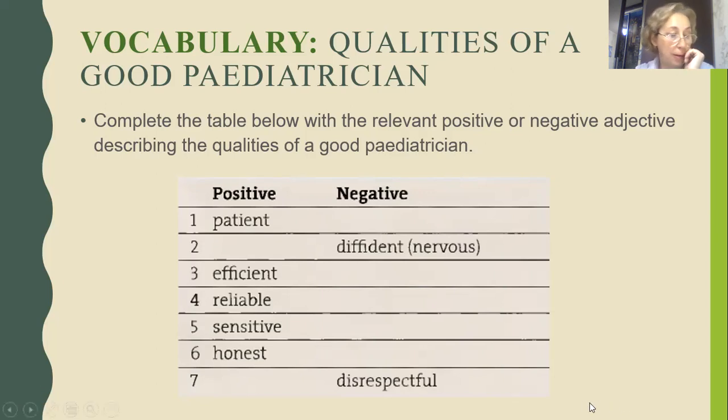Okay, let us check. Is Arun Chalam here? Yes, ma'am. Will you please read all the adjectives here in pairs? Sure, ma'am. For patient, the negative word is impatient. Exactly. And for diffident, in the bracket they have given nervous, so the positive word must be calm.